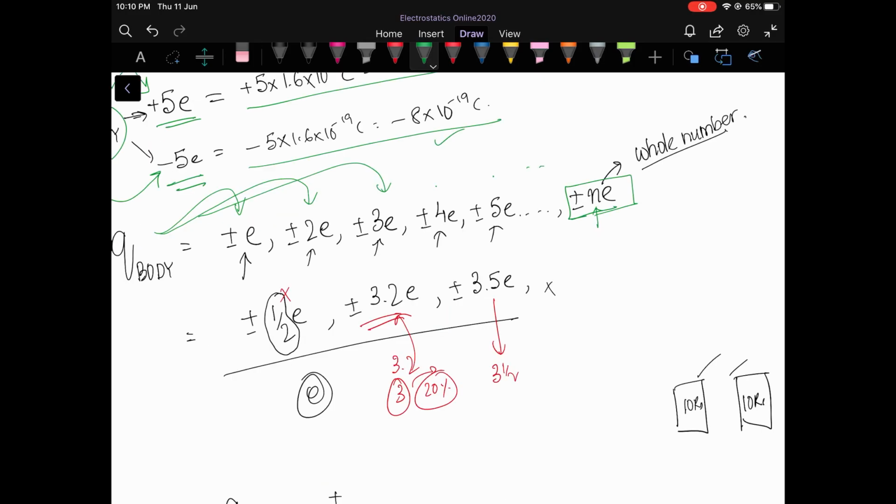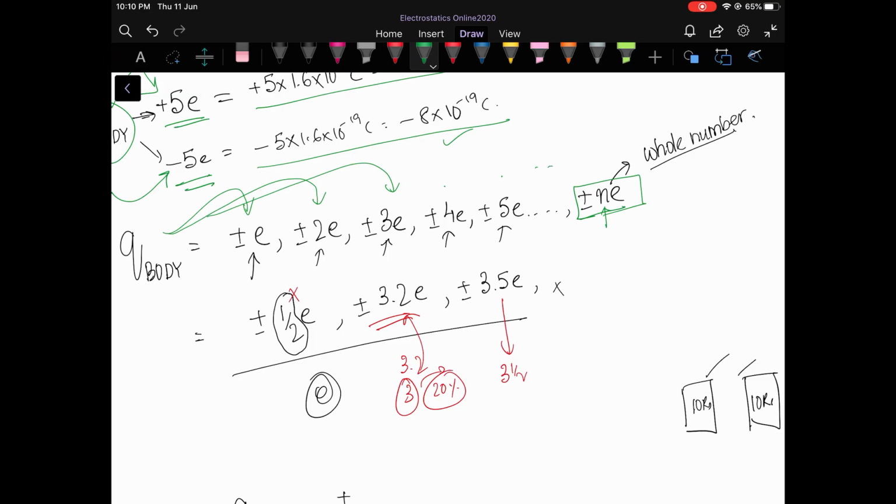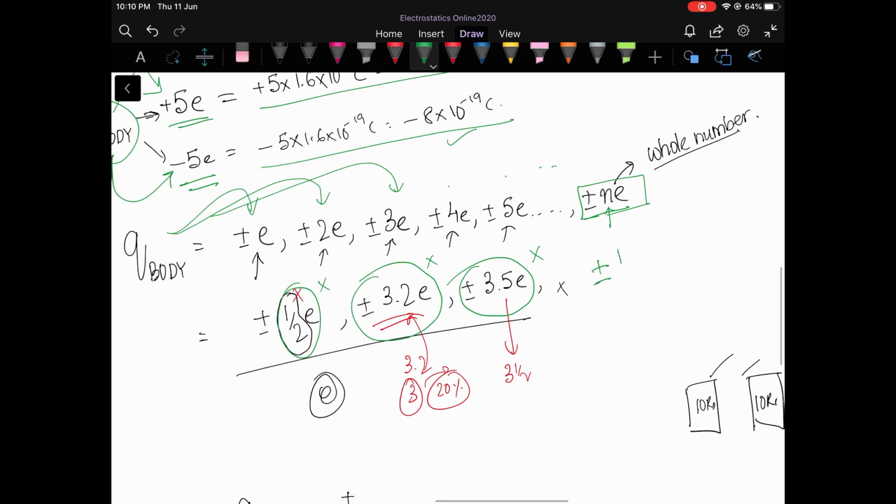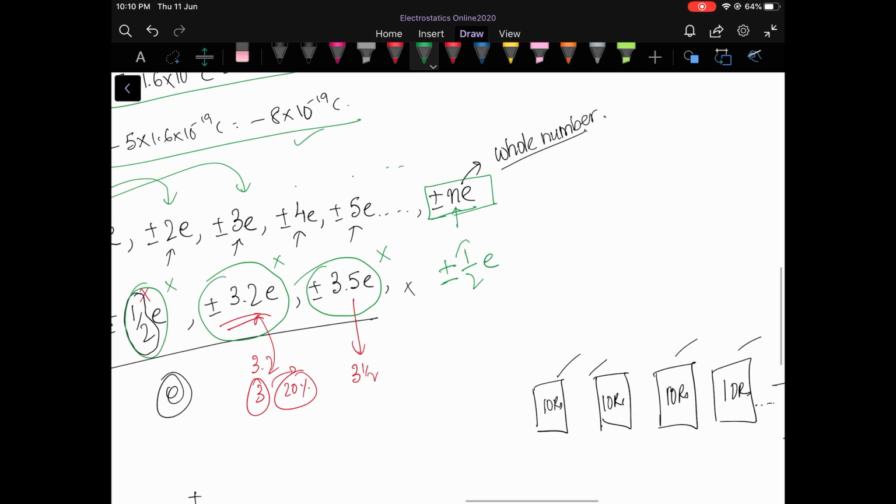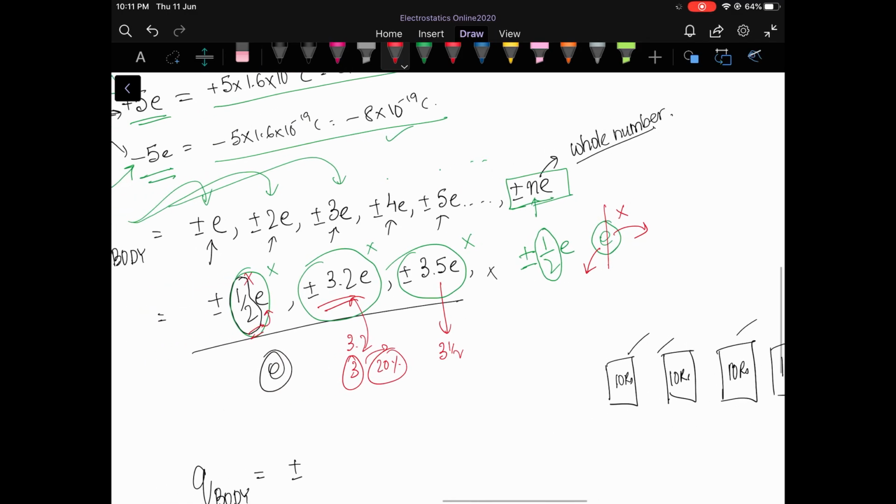But notice, we are not allowed to write plus or minus half of e, plus minus 3.2 of e, plus minus 3.5 of e. These values are not allowed because writing plus minus half of e simply means that we have lost or gained half of the electron. Now obviously you cannot take an electron, divide it into half and expect half of it to be lost, half of it to remain in the atom. Since this possibility is not there, we cannot have a fraction in front of your e. We can only have whole numbers like 1, 2, 3 and 4.